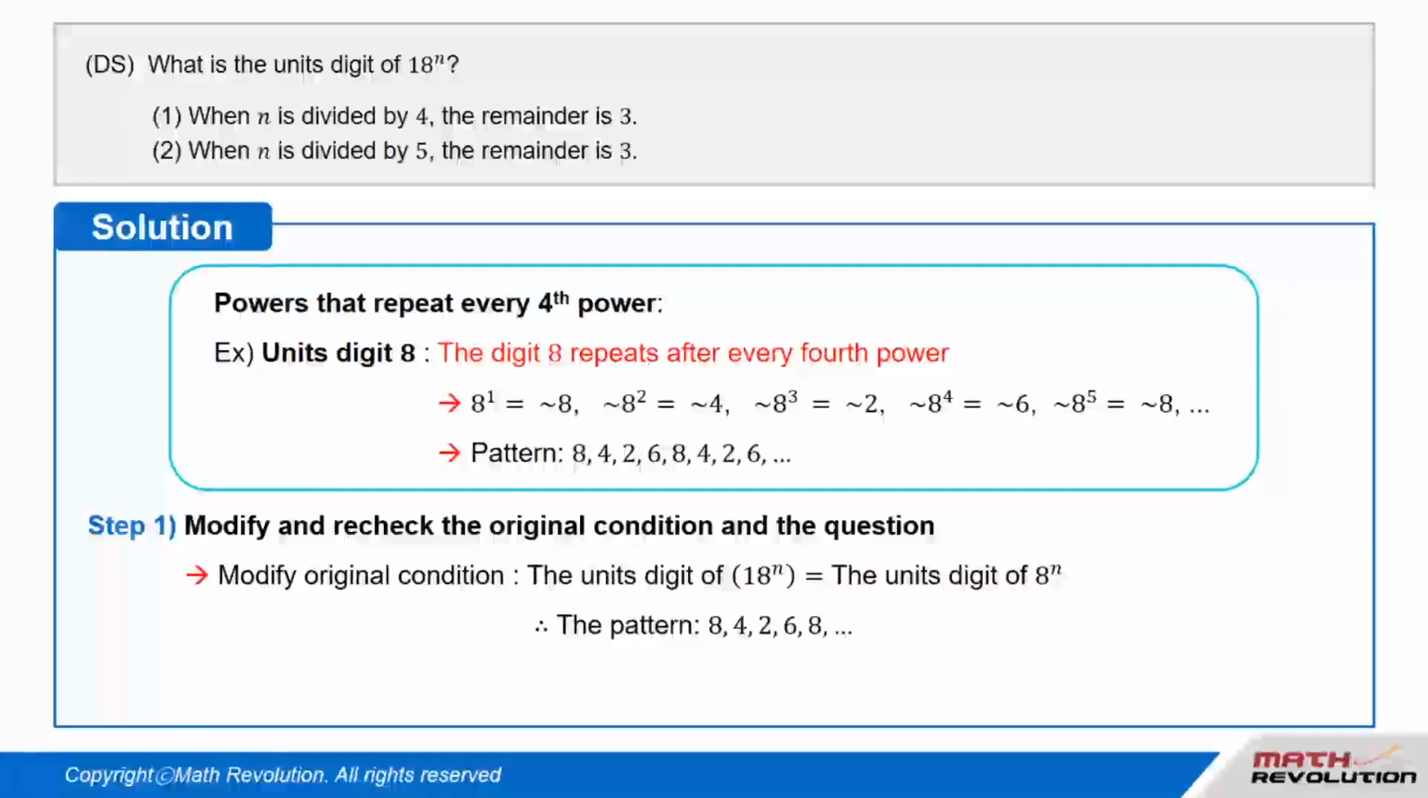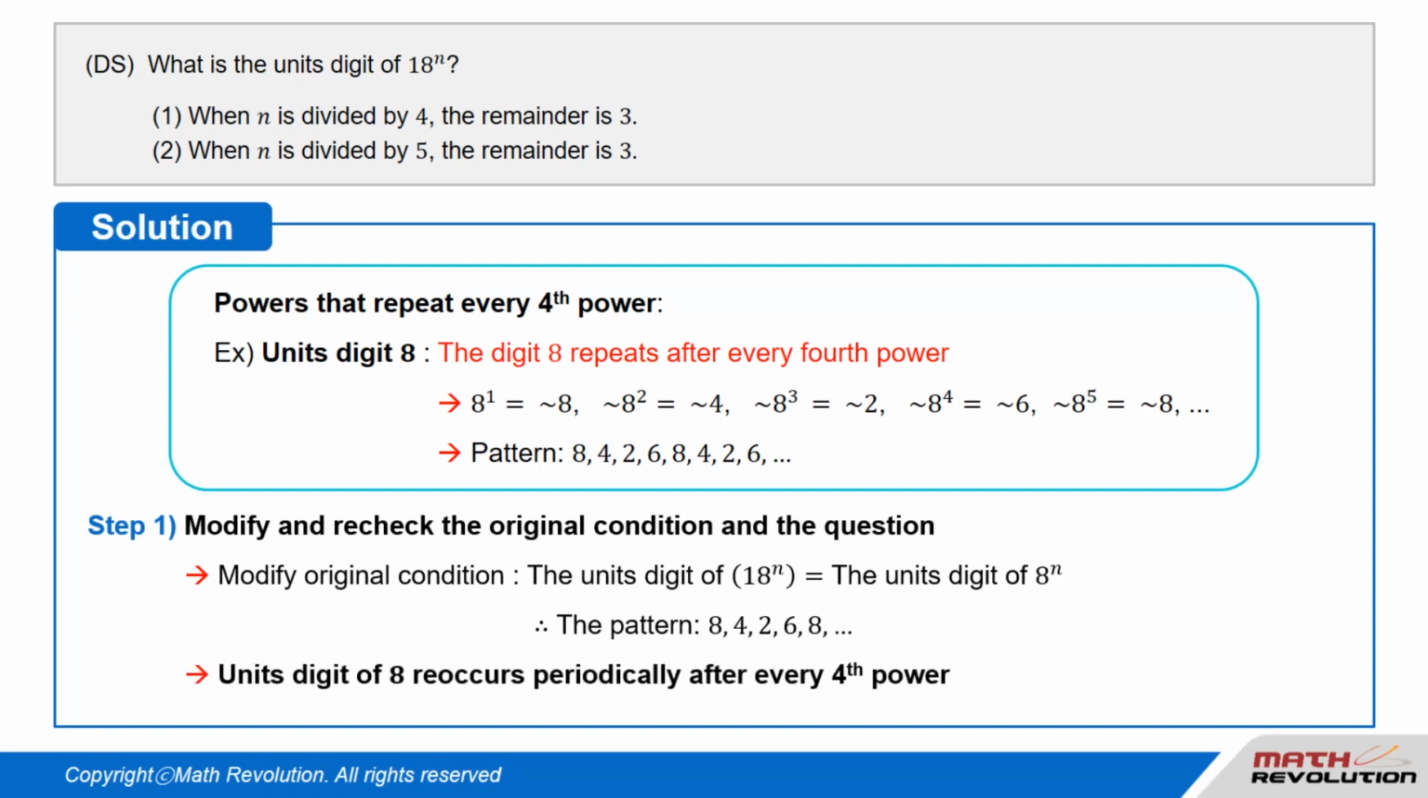Let's apply 3 steps of the variable approach. Let us follow the first step of the variable approach by modifying and rechecking the original condition and the question. Now, let us modify the original condition. We know that the units digit of 18 to the power of n will be the same as the units digit of 8 to the power of n. Therefore, the pattern would be 8, 4, 2, 6, 8, and so on.